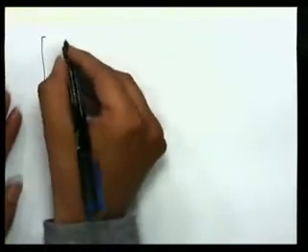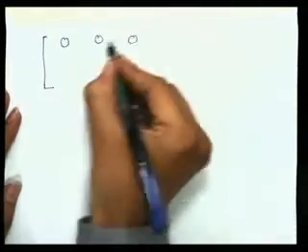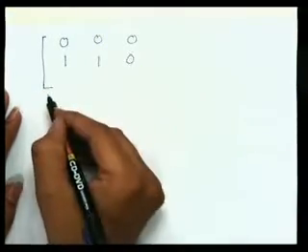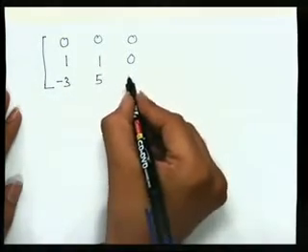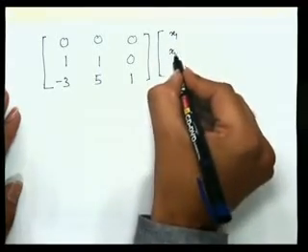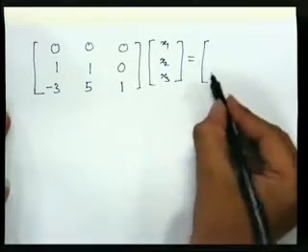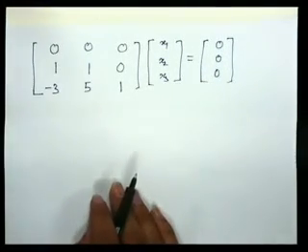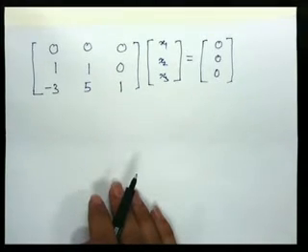The system is: 1 minus 1, that is 0, 0, 0; then 1, 2 minus 1 is 1, and 0; the third row is minus 3, 5 and 2 minus 1 is 1, times x1, x2, x3 equal to 0, 0, 0. We want to solve this system for a non-trivial solution in order to find the eigenvectors for the eigenvalue lambda equal to 1.